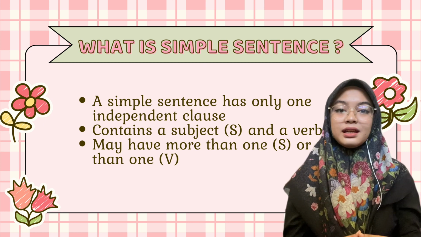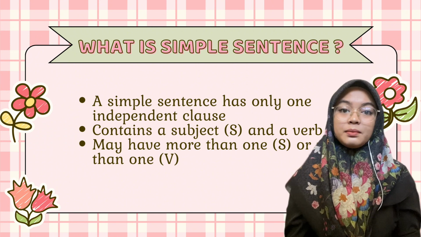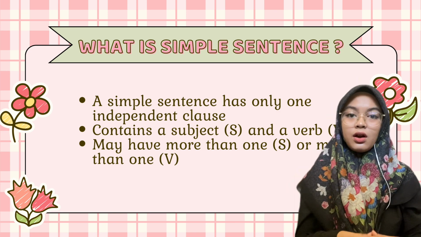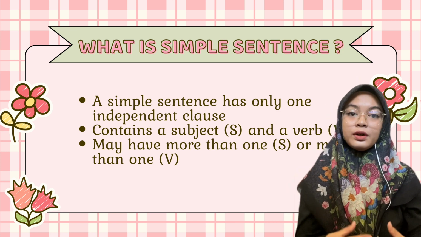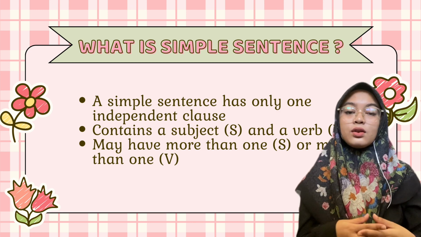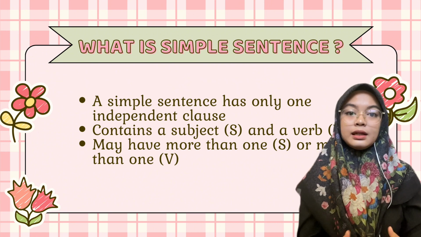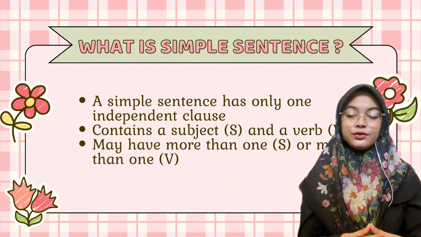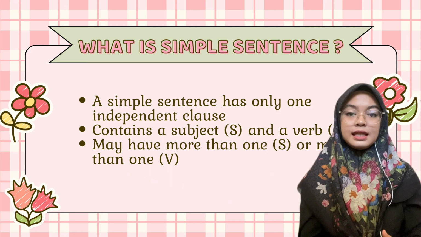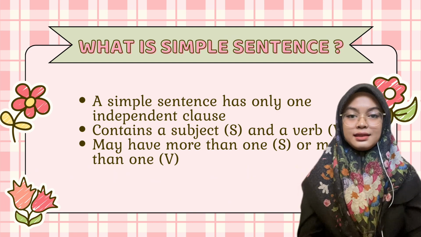Well, an independent clause is a group of words that contains a subject and a verb and can stand alone as a complete thought. A dependent clause is also a group of words that contains a subject and a verb, but this kind cannot stand alone as a complete thought. However, don't worry, because today we are only going to focus on independent clauses and not dependent clauses. We are going to see how independent clauses can make up simple and compound sentences.